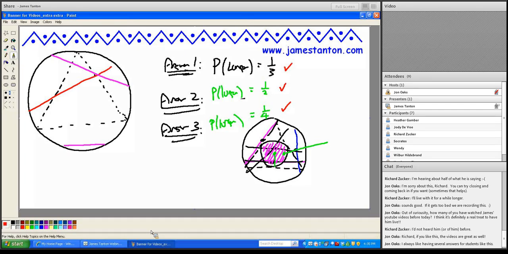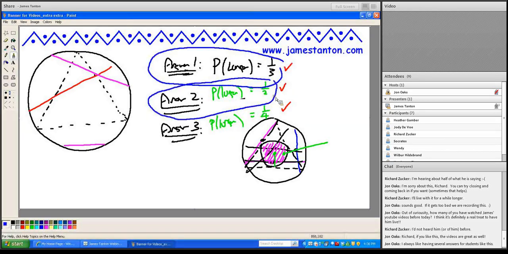The trouble with this paradox, and the way Bertrand resolved it, was to ask: can we define what at random means? Pick a chord at random. The issue there is that at random isn't defined. If you defined at random, literally in the first case, to fix a point on the circle and choose a second endpoint of a chord, that's fine. You will definitely come up with the answer 1/3.